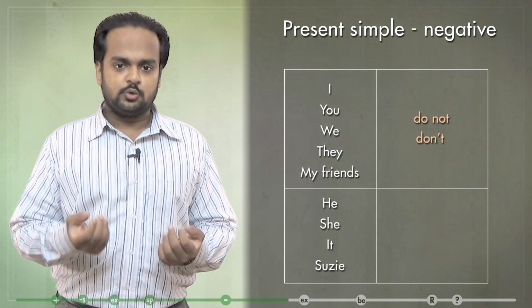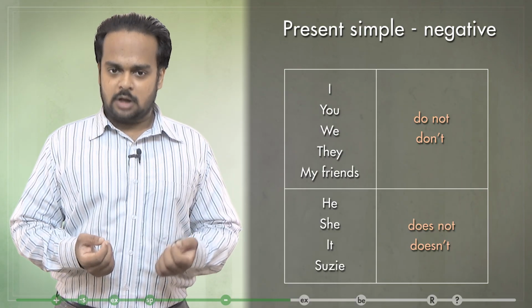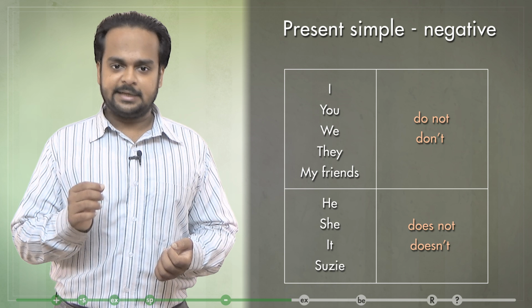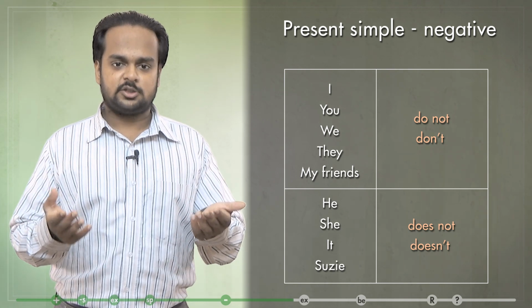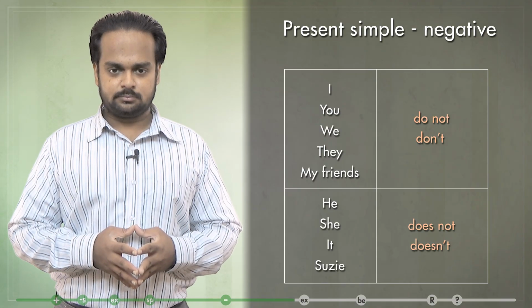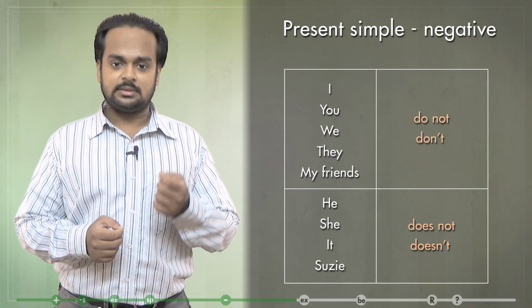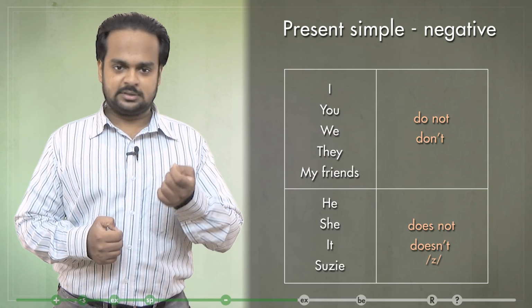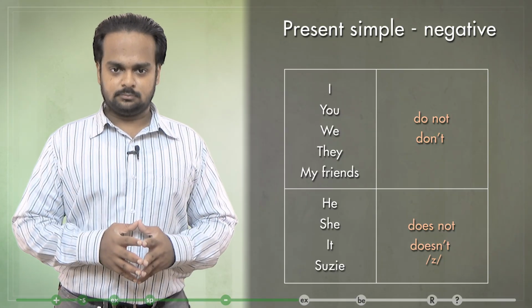Well, you add it to the helping verb do. So for these subjects, does not, shortened to doesn't, is used to make the negative. He doesn't play chess, she doesn't play chess, Susie doesn't play chess, etc. Pay attention to the pronunciation of that. It's pronounced doesn't. There's a z sound there. It's not an s sound, so doesn't.